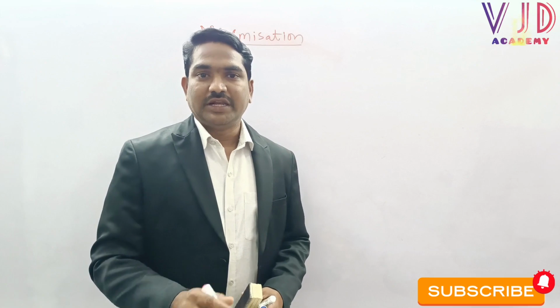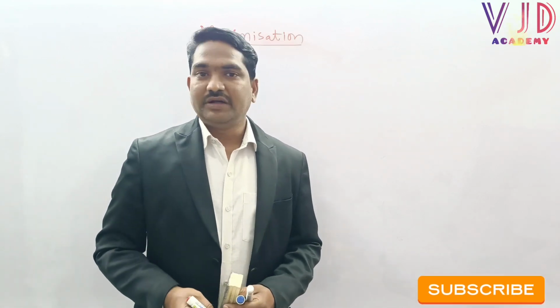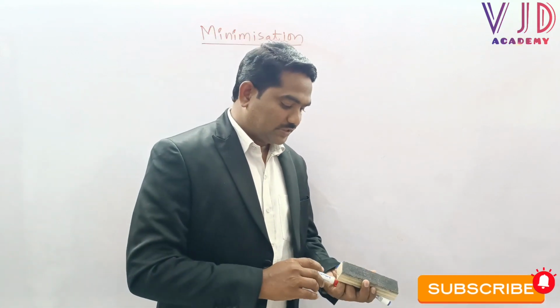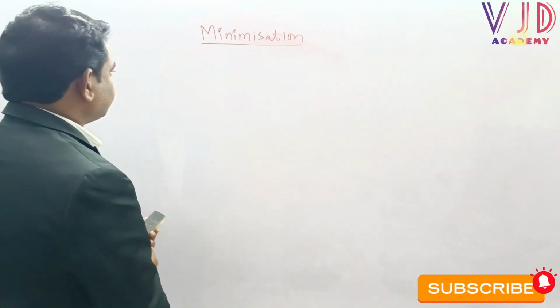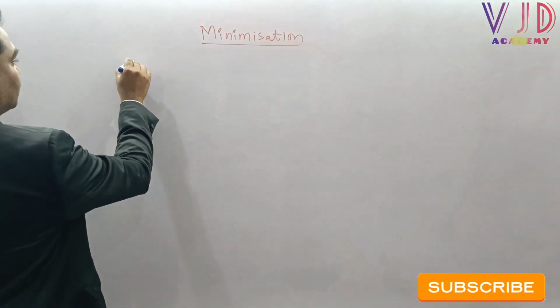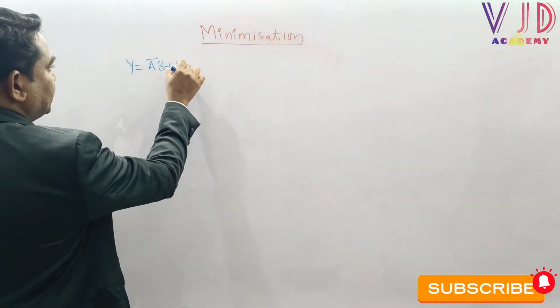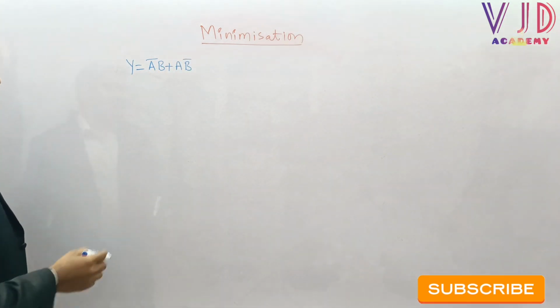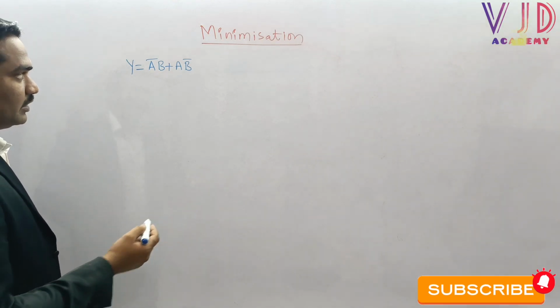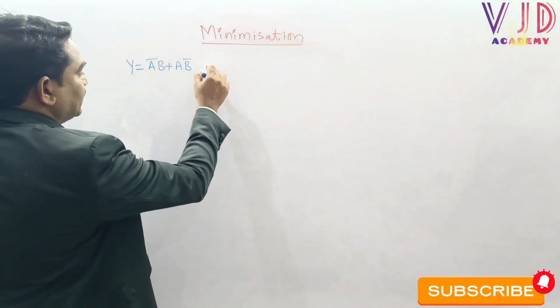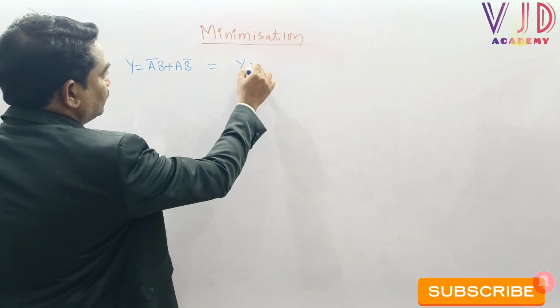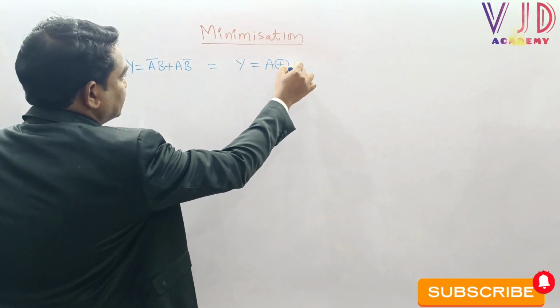Sir, let me take one logical expression to explain the advantages, the basic need, or the basic requirement of minimization. Here, y equal to a bar b plus a into b bar. We know that this is the expanded equation of the XOR gate. We can also write this equation as y equal to a XOR b.